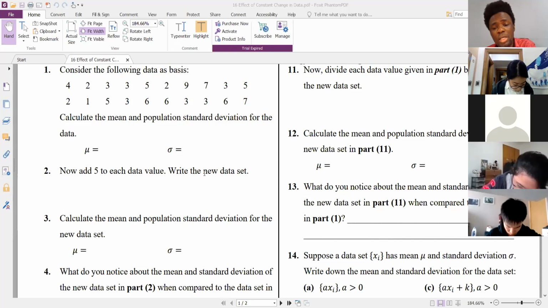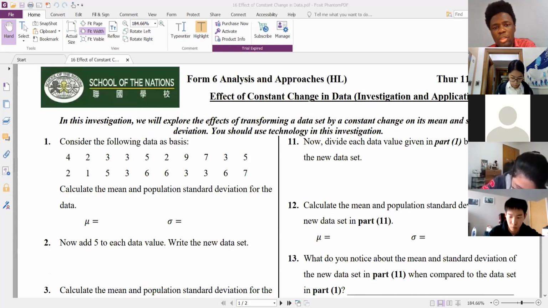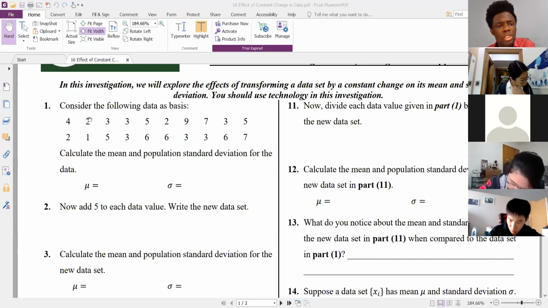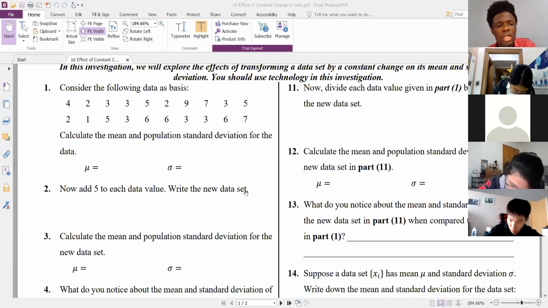So I want you to print out this worksheet later and then write your results. And that is what I want you to give back to me when you come back to school. Okay, but for now, just write in your notebook. You can write the topic, effect of constant change in data, investigation. You write the date so you remember what you did. It depends on how you present in your notebook. So just write question 1, mu is equal to this, sigma is equal to that.